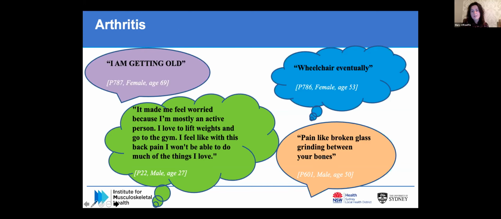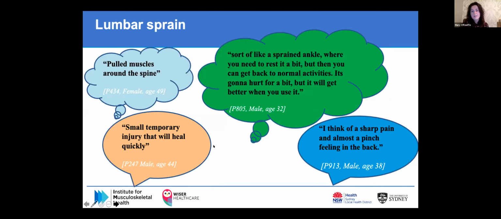see a different reaction. So with lumbar sprain, people are saying it will heal quickly. It's sort of like an ankle sprain where you need to rest it a bit, but then you can get back to normal activities. And I think most of it is temporary. So what we'll chat about in a moment is lumbar sprain was associated with the highest recovery expectations in the trial, but also people associated it with a lot of tissue damage.